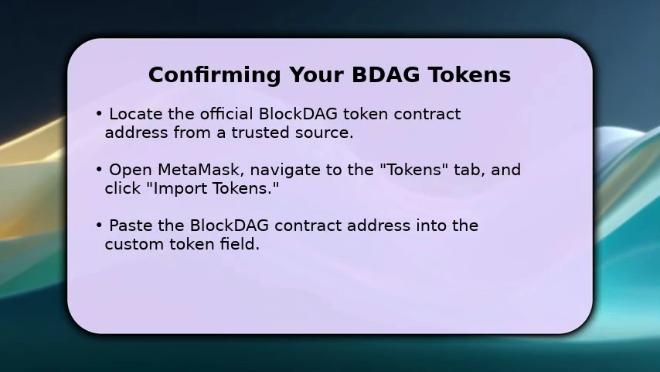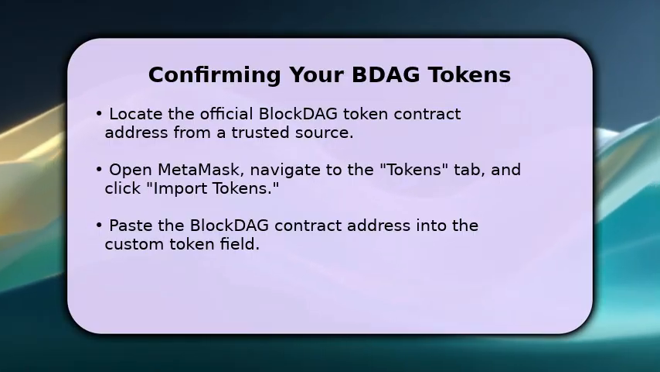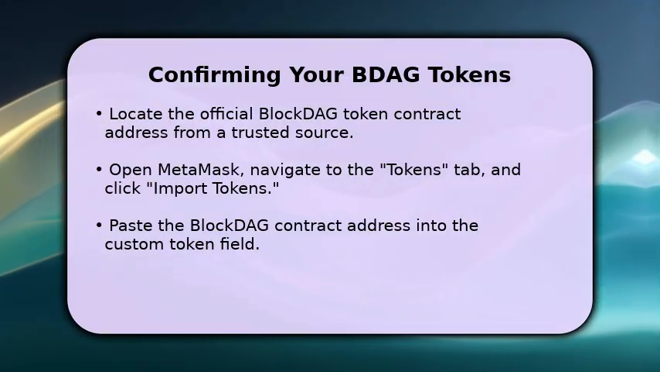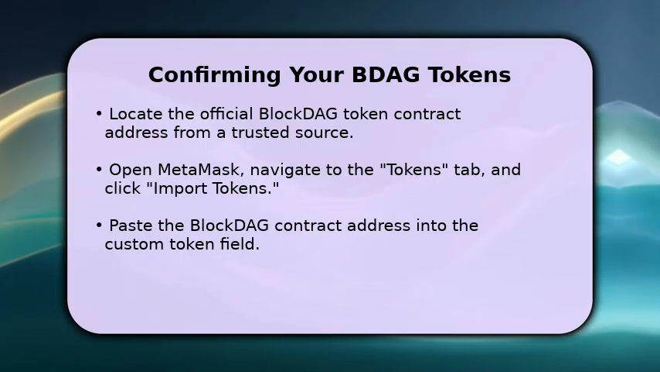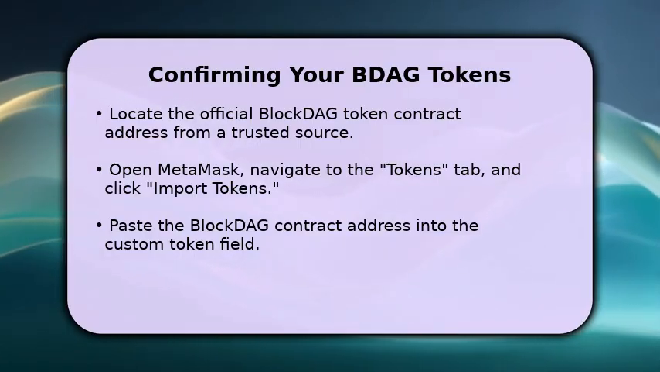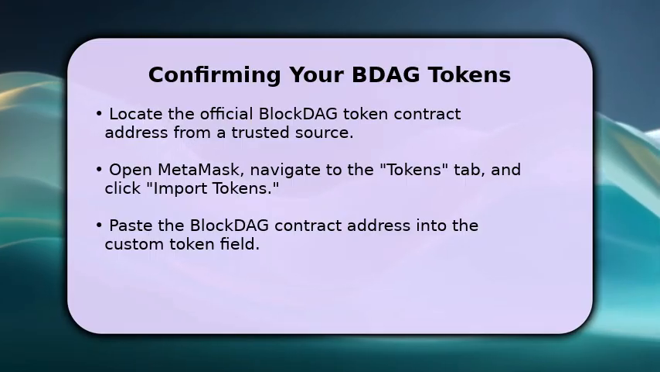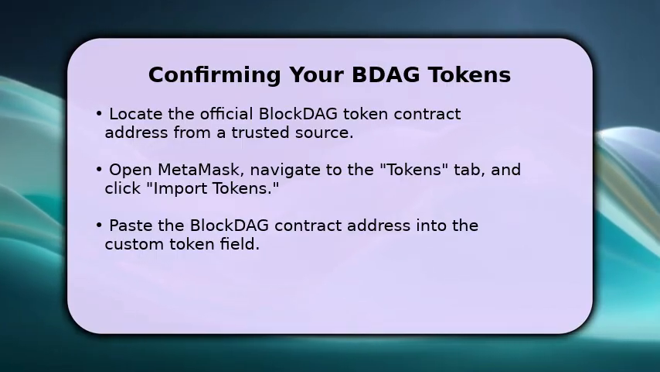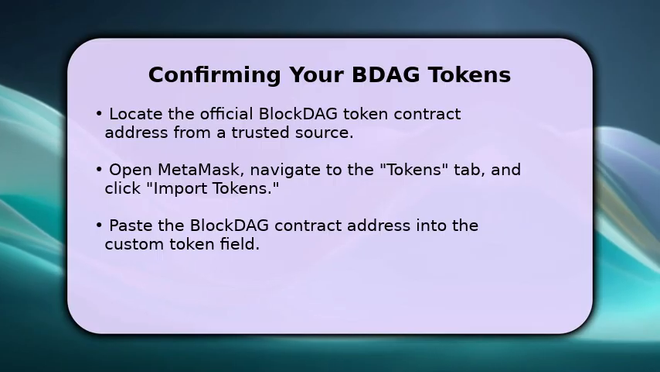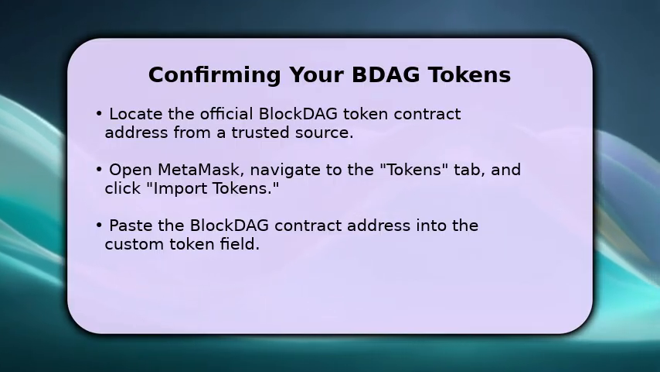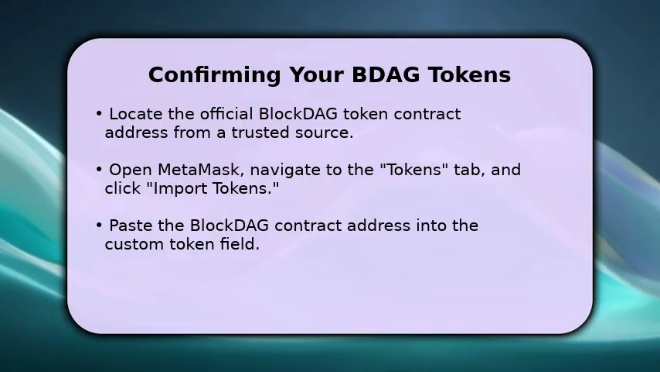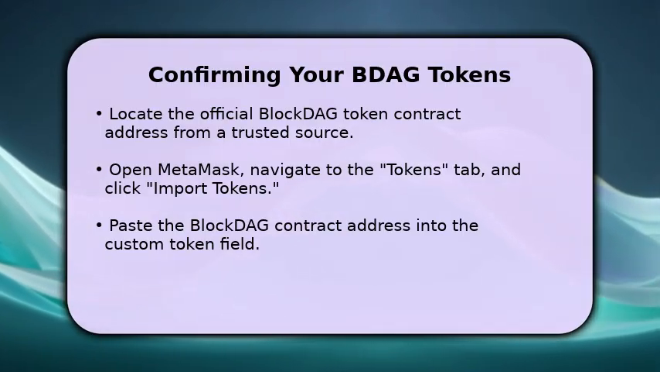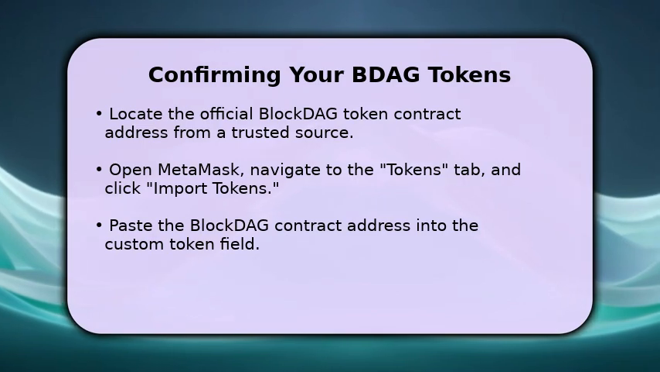After completing your purchase, you will want to see your new Blockdag tokens in MetaMask. First, find the official Blockdag token contract address from a reliable source. In your MetaMask wallet, go to the Tokens tab and click Import Tokens. Paste the copied contract address into the designated field. MetaMask should automatically populate the token symbol and decimals. Click Add Custom Token, and then Import Tokens to view your Blockdag balance in your wallet.